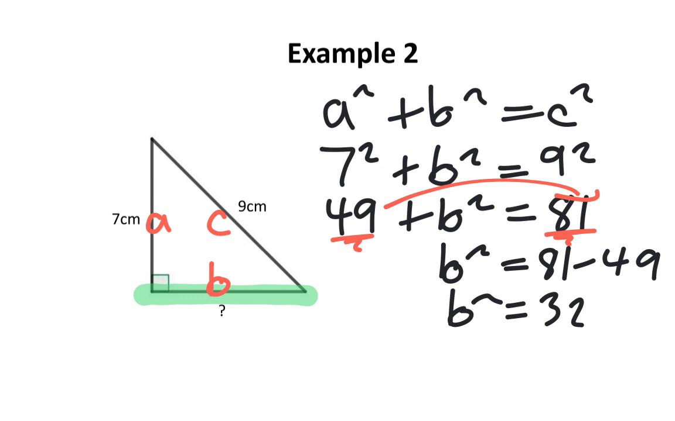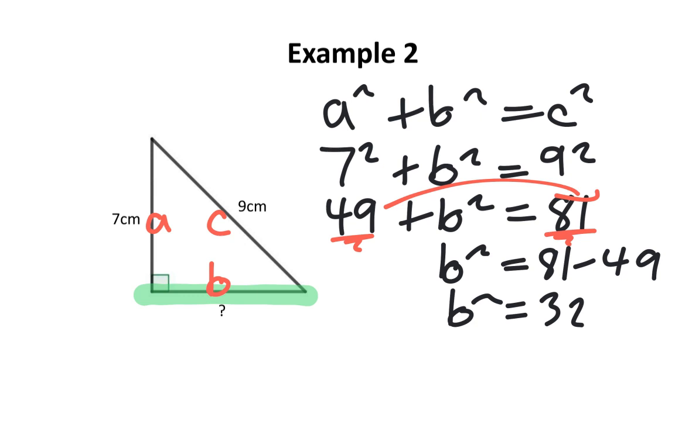At this point, you might think the length of the leg is 32 centimeters. But if you take a look at this diagram, that is impossible. The hypotenuse has to be the longest side, and 32 is clearly much bigger than the number 9.